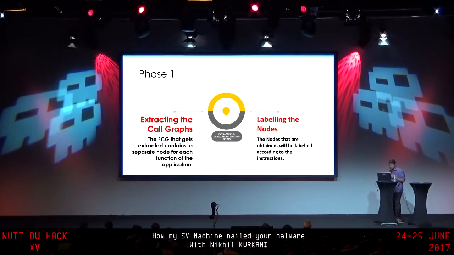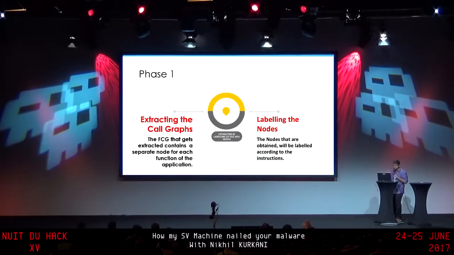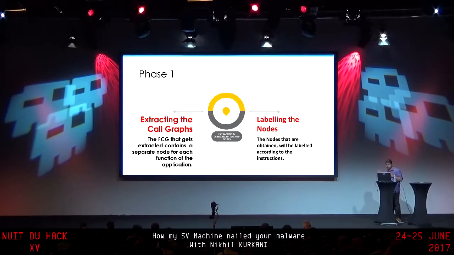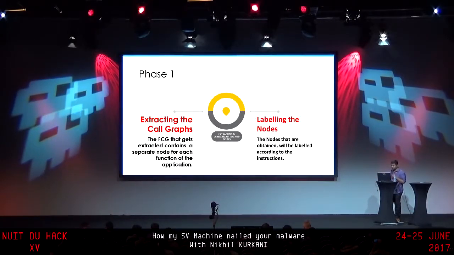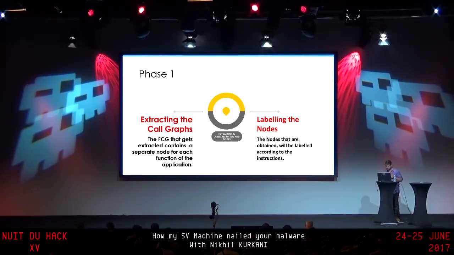The next one is the labeling of the nodes. The nodes that are obtained from the extraction of the call graphs would now be labeled. The labeling has to be done with respect to its neighbors as well. So it is going to get the labeling based on the instruction set that it contains.